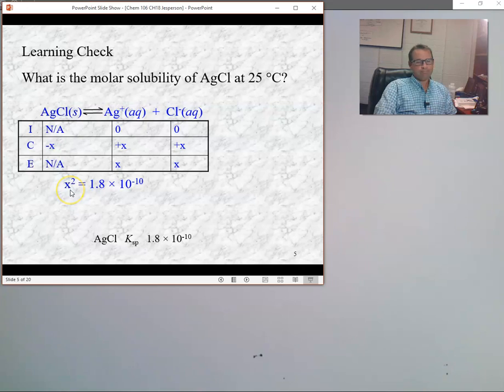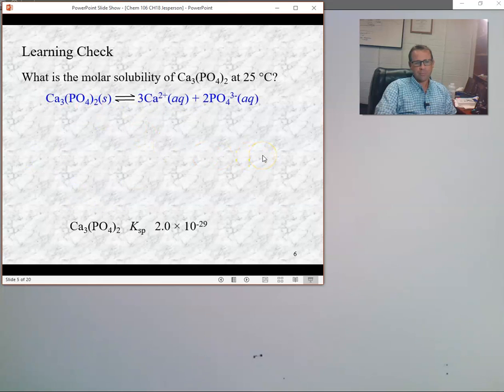All right, so then we're going to take the square root of 1.8 times 10 to the minus 10, and that is going to be our molar concentration of the silver ion. It's also our molar concentration of the chloride ion, and it's the molar solubility of the silver chloride. Okay, so let's do the same thing here with the molar solubility of calcium phosphate.